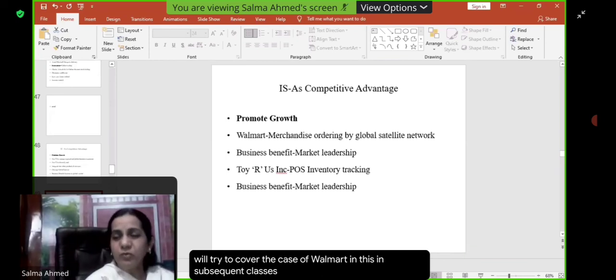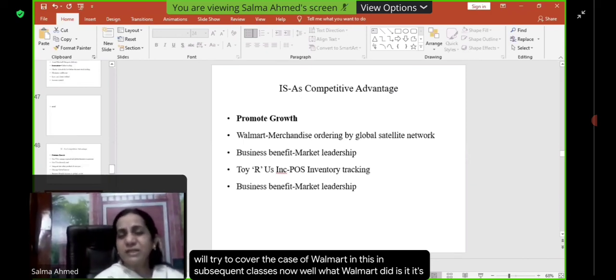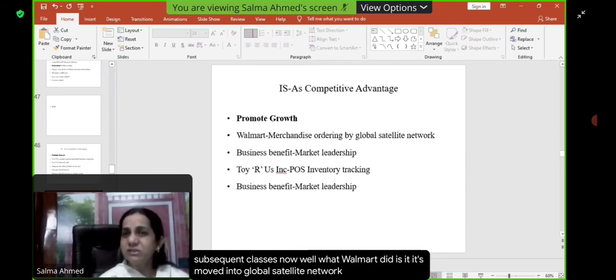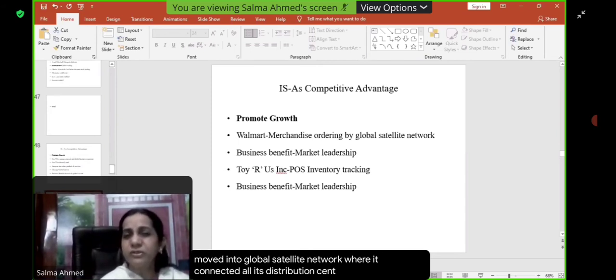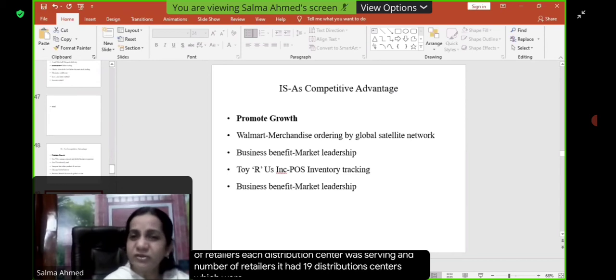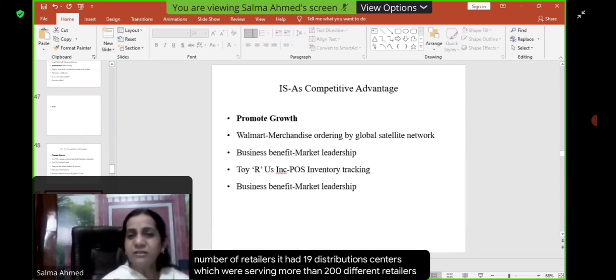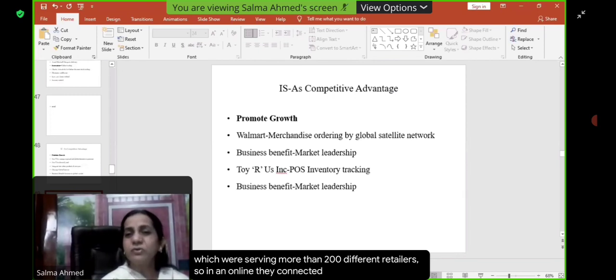Now, what Walmart did is it moved into a global satellite network, where it connected all its distribution centers with the retail outlets. Each distribution center was serving n number of retailers. It had 19 distribution centers, which were serving more than 200 different retailers. So they connected them online through global satellite network, so that each distributor which was supplying to say maybe 20 or 40 retailers was connected to the retailers.